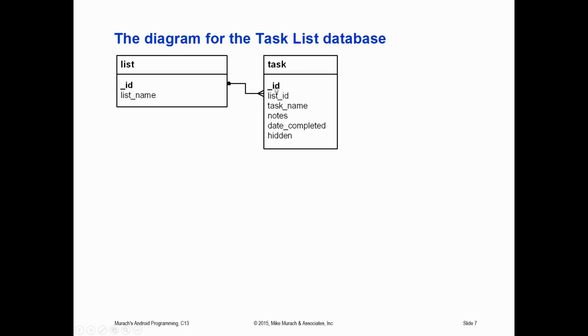The task table has an ID, the list ID, which is this here, put in there as a foreign key so that we're able to relate the tables together. A task name, any notes, the date completed, and you're able to hide it if you don't want to show it. This is a one-to-many relationship, so this says that every one list can have 0, 1, or more tasks, but every task that's in here belongs to only one list.